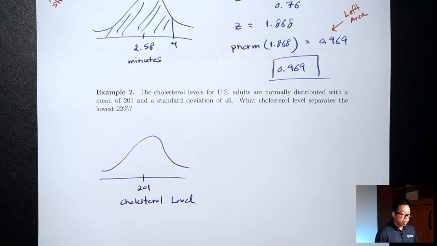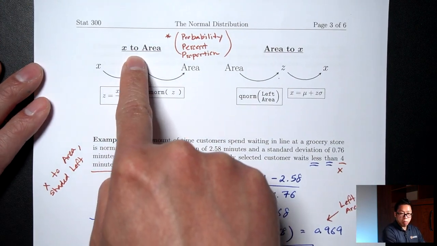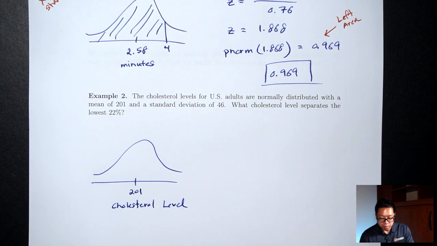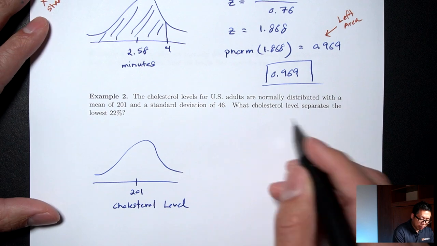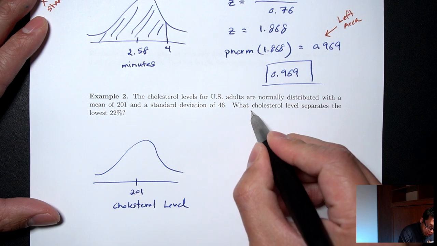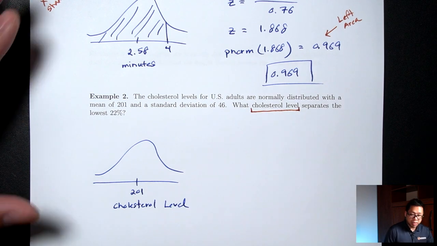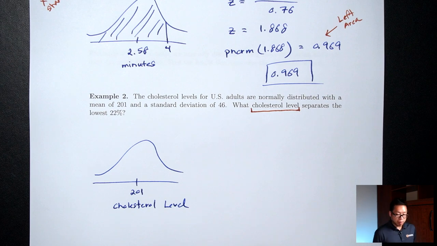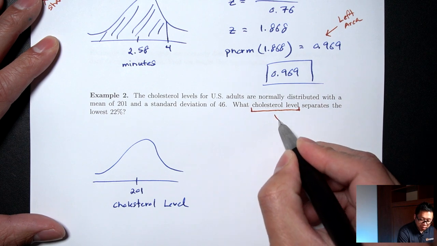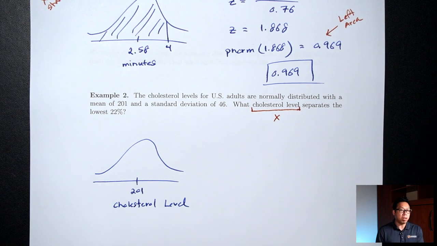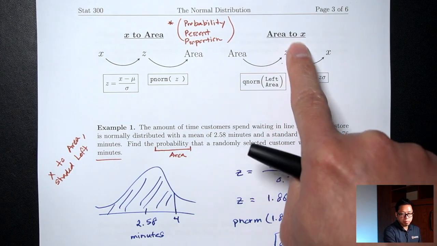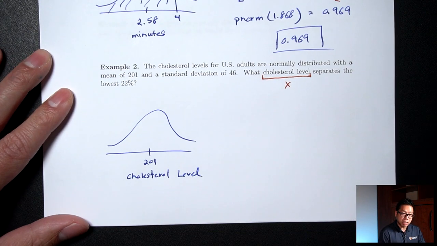And now the next thing I want to decide is, is this an X to area type question, or is this an area to X question? So let's read that last sentence, the question. What cholesterol level separates the lowest 22%? So I want to end with a cholesterol level. Is that an X or is that an area? Cholesterol level, that's on the X axis, that's an X. So I want X as a final answer here. Which one ends with an X? Area to X. So this is an area to X type question.